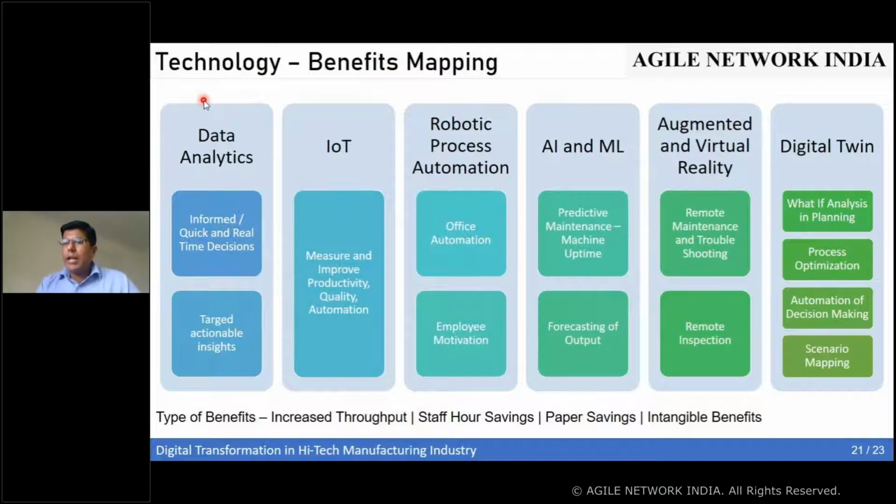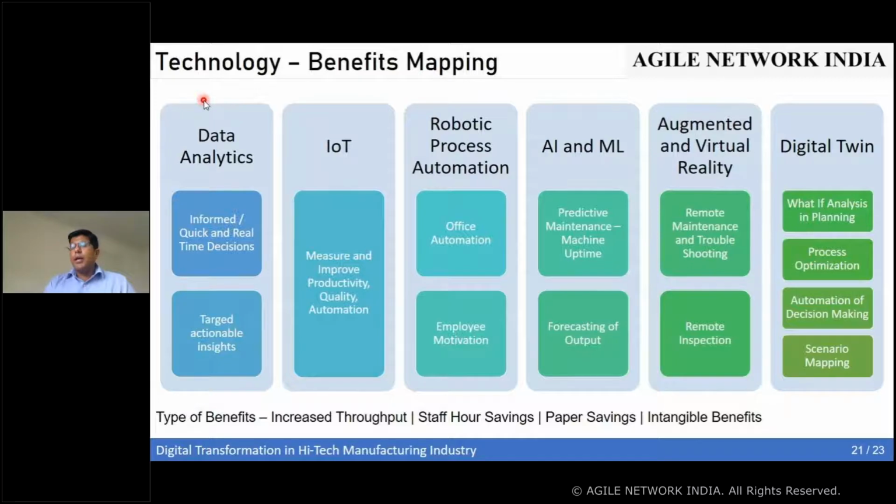Augmented and virtual reality. During the COVID times, we were not able to have physical inspection of our products. So we started using these technologies to actually do remote inspections, and probably we were the first in India for the kind of products we were building. Not on AR/VR, for remote inspection for our kind of job.